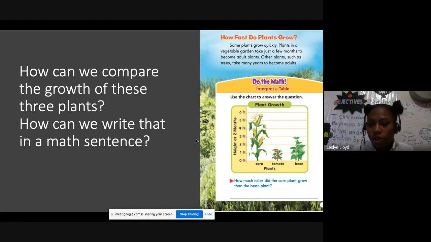How much taller did the corn plant grow than the bean plant? So for that, we need to see how tall the corn plant is, and we need to see how tall the bean plant is, and find out how much taller the corn plant is than the bean plant. Our questions to ponder on: how can we compare the growth of these three plants? So also including the tomato plant, and how can we write that in a math sentence? That is what will go under those blue words at the bottom.